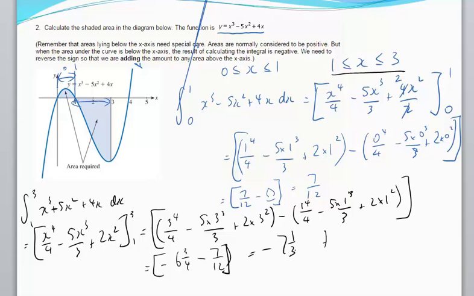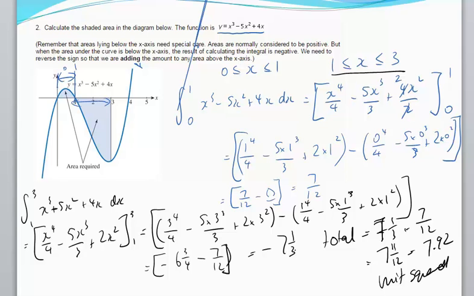So our total will be 7 1/3 plus 7 on 12. It's a negative, but we're treating it just as an absolute value, it's just an area. So we make it a positive 7 1/3 plus 7 on 12. So this is going to give us 7 11 on 12, or 7.92 units squared.